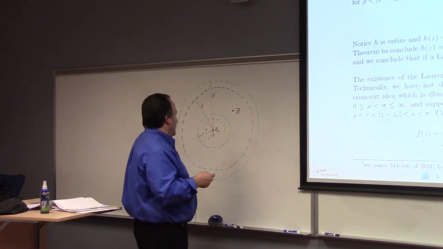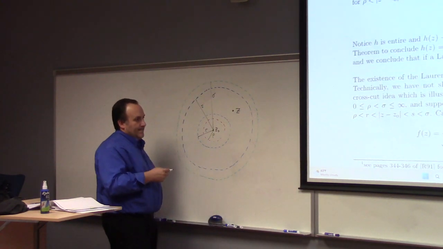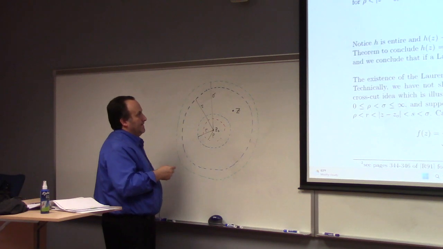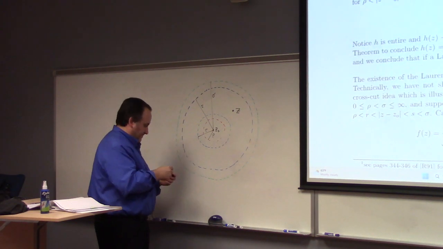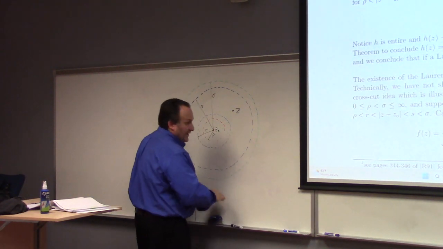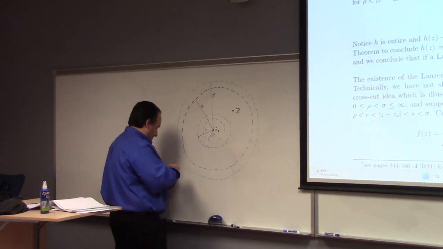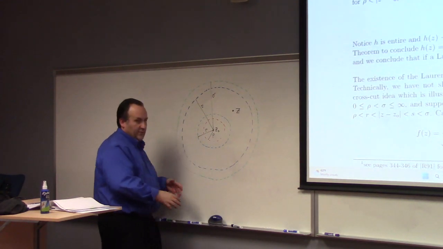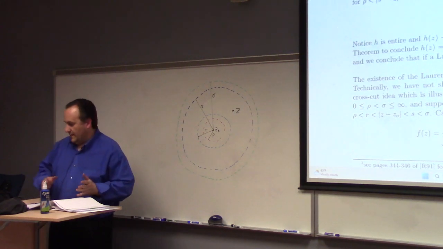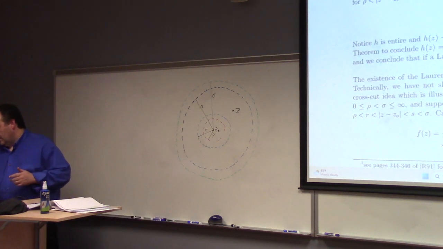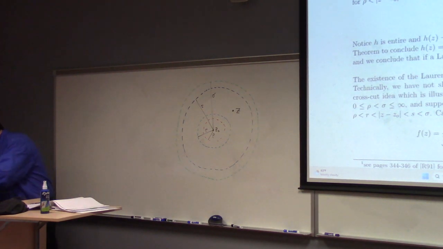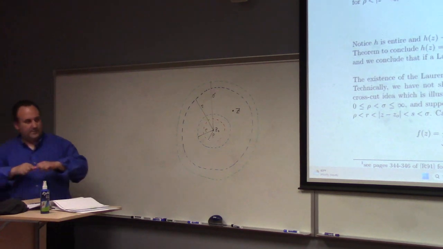What did Cauchy's integral formula tell us? Do you remember? If we have f of z holomorphic on some region in the complex plane, then the value of the function at any point in that region can be reproduced by the integral of the function. I'm forgetting my 2 pi i.